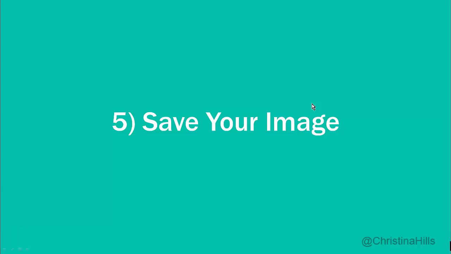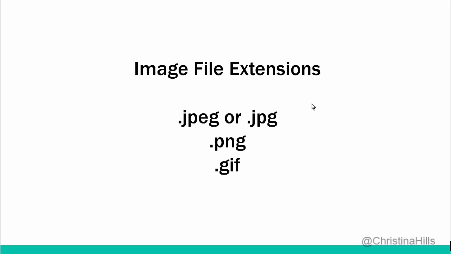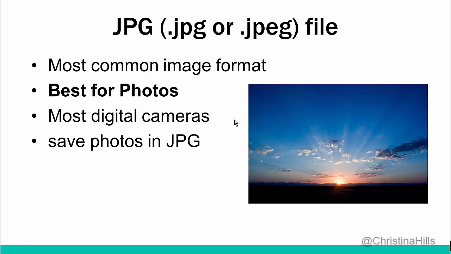All right, then you want to save your image. So let's talk about image file extensions. JPEG sometimes has this extension, or it has JPG. So this is a JPEG extension. This is a PNG or a GIF, and I'll explain what these are. All right, JPEG is the most common image format. It's best for photos. Most digital cameras, when you take a picture, the photo will be a JPEG.